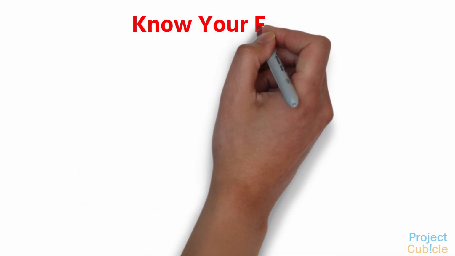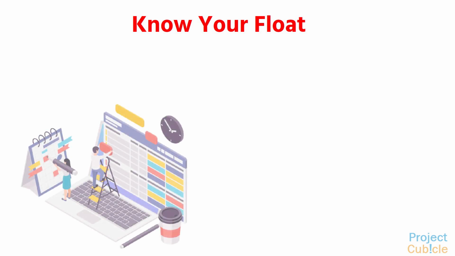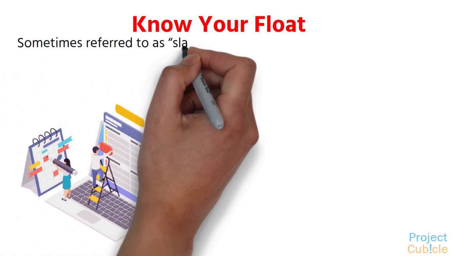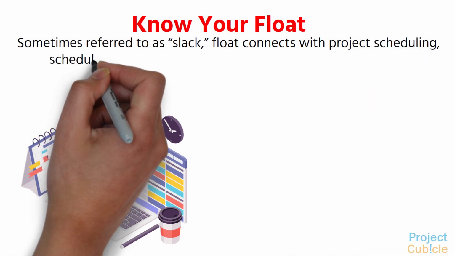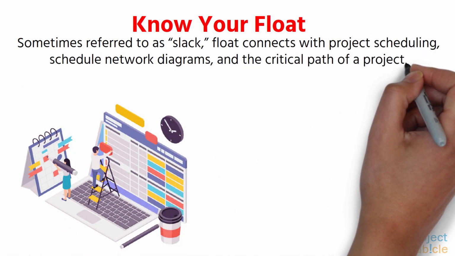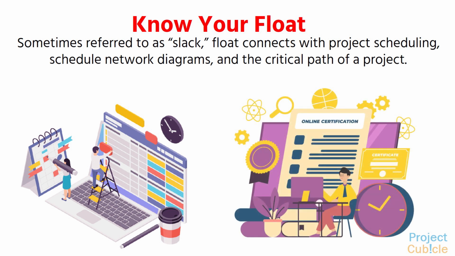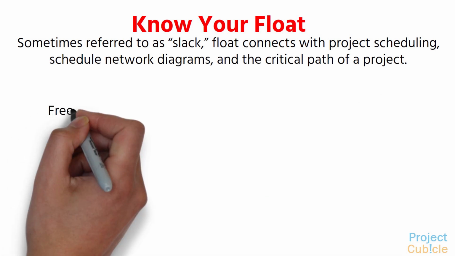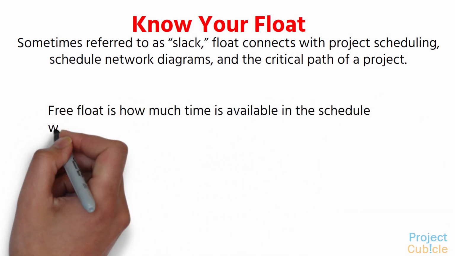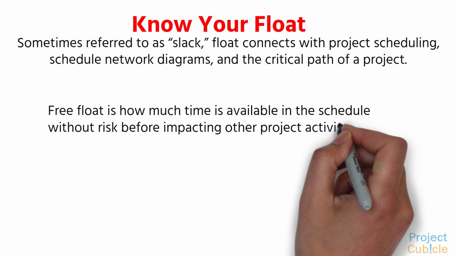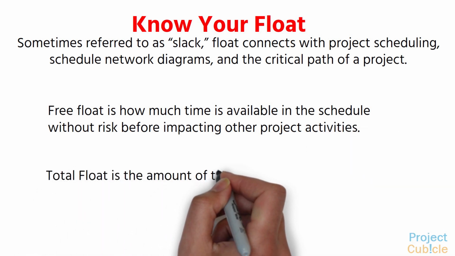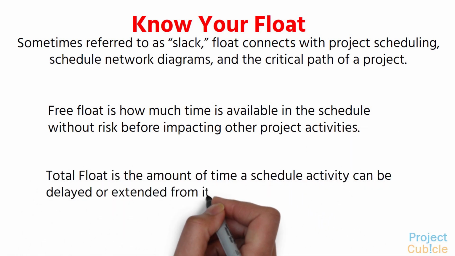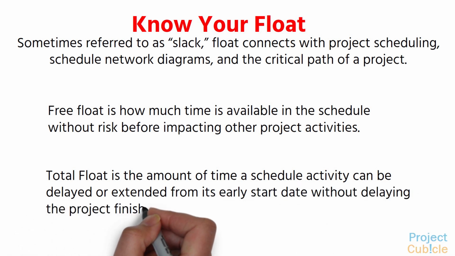Know your float. In project management, float is the number of days you can delay a task without causing problems with the following tasks or the total completion date of the project. Sometimes referred to as slack, float connects with project scheduling, schedule network diagrams, and the critical path of a project. Each has a corresponding formula, and project managers must understand how each works in support of scheduling work. Free float is how much time is available in the schedule without risk before impacting other project activities. Total float is the amount of time a schedule activity can be delayed or extended from its early start date without delaying the project finish date or violating a schedule constraint.